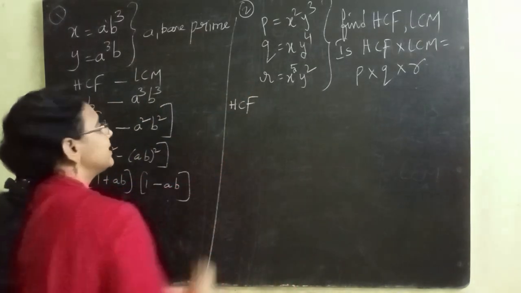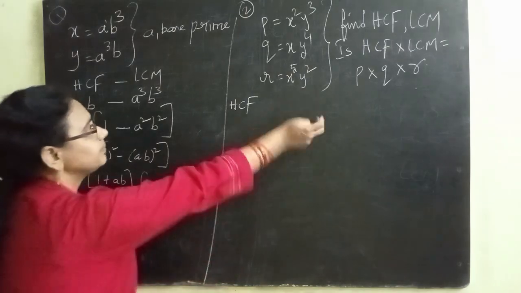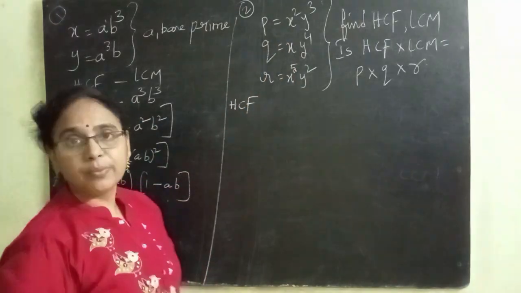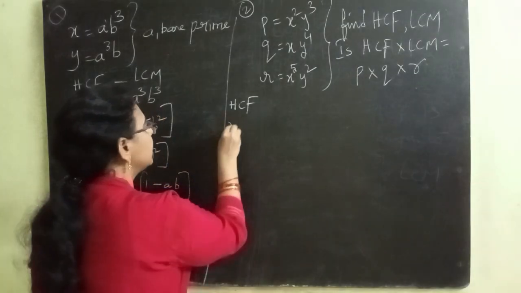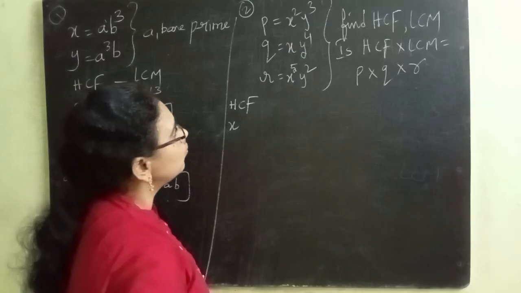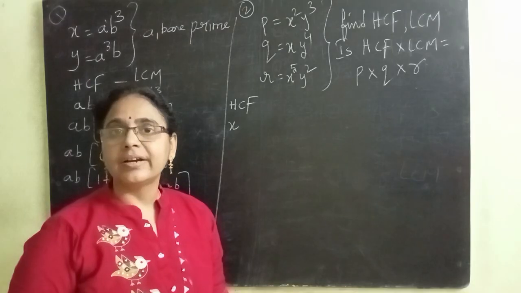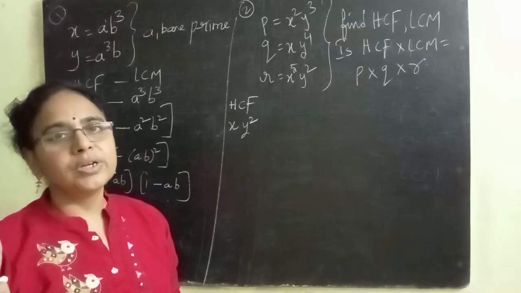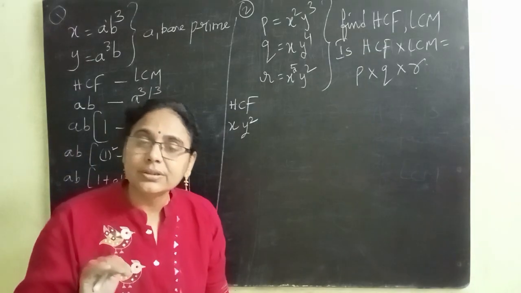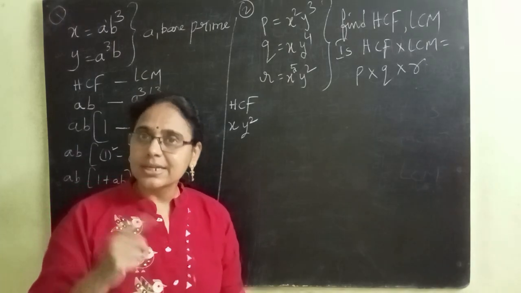HCF means, as I already said, take the least exponent. For x², x, x⁵, what is the least exponent? x, because it has only one. So x. About x we got it. Come to y: y³, y⁴, y². What is the least exponent here? y². So HCF is xy². The least exponent we take as HCF, and the greatest exponent we take as LCM.